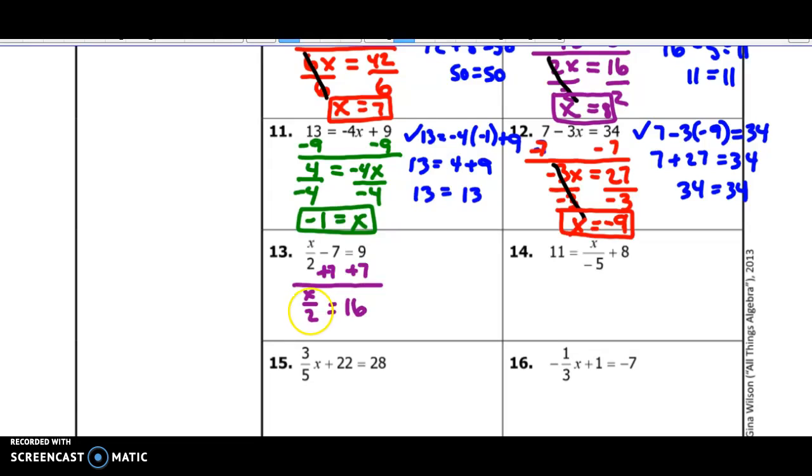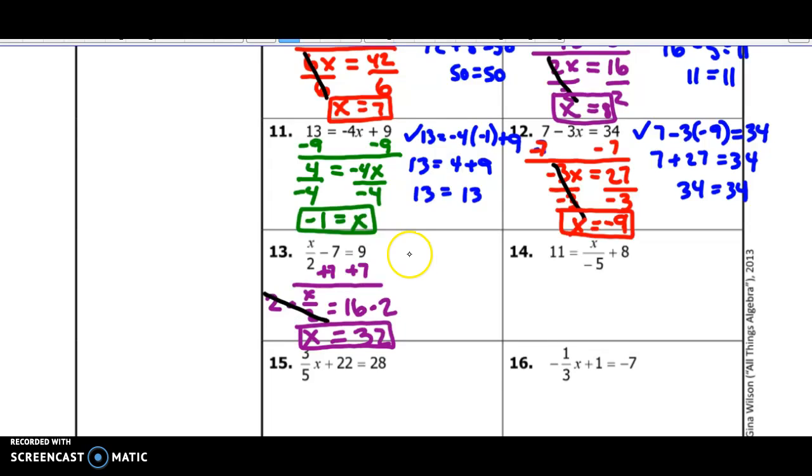I only have one step to solve, and that's to get rid of this divided by 2. So x over 2 really means x divided by 2, and the opposite of dividing by 2 is to multiply by 2. Whatever I do to one side, I have to do to the other. So if I'm doing x times 2 divided by 2, then those cancel each other. So all I'm left with is x, and 16 times 2 is 32.